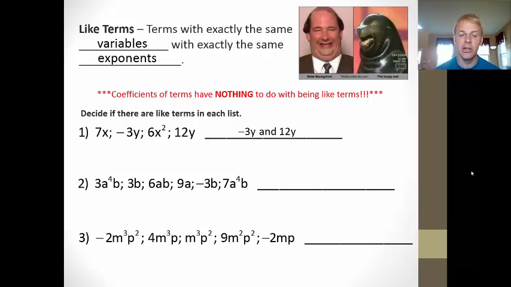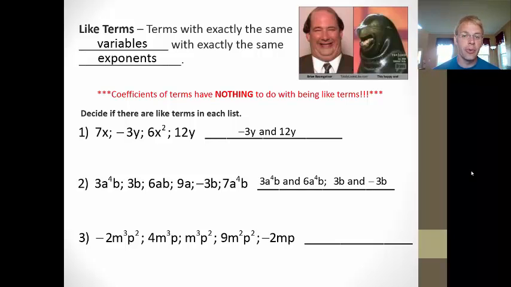It's a little bit longer here with multiple variables in some of the terms. We got 3a to the fourth b, we got 3b, 6ab, 9a, negative 3b, and 7a to the fourth b. So which terms on there do you think are like terms? Let's see how you did.